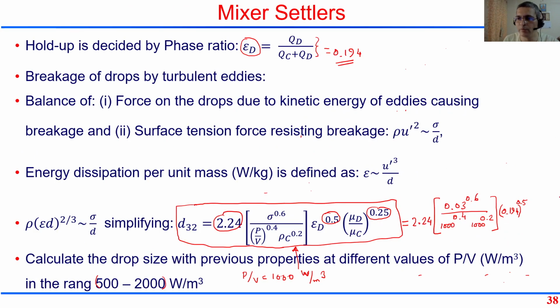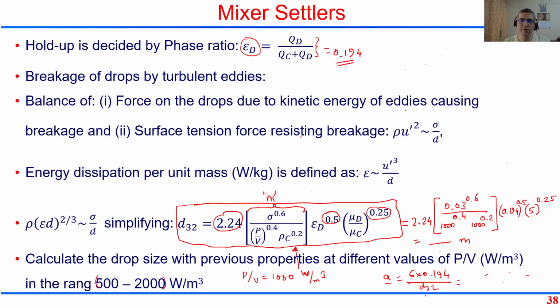Right? So mu d by mu c, 0.005 divided by 0.001. So that's 5 raised to 0.25. That's how we would get the D32. This would be in meters. This whole unit, if you take SI units, this whole bracketed term would have units of meters. Okay, and then interfacial area would be 6 times 0.194 divided by whatever this D32 we get.